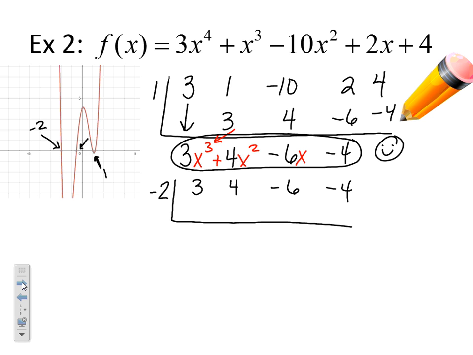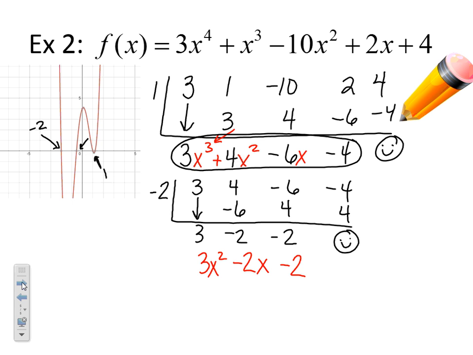And so we'll divide one more time. So dropping down the 3, negative 6, negative 2, 4, negative 2, positive 4, hooray, 0. Okay, so what's left here, if I was going to label these back with x's again, negative 2 is my constant, negative 2x, and then 3x squared. Nice, so that's the function I have left so far.